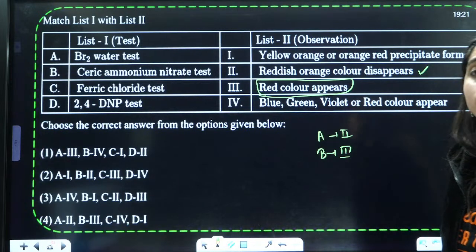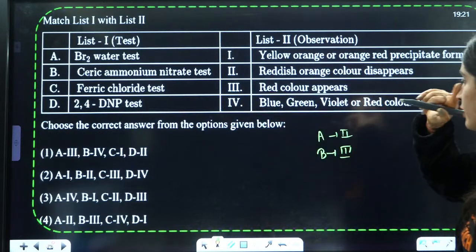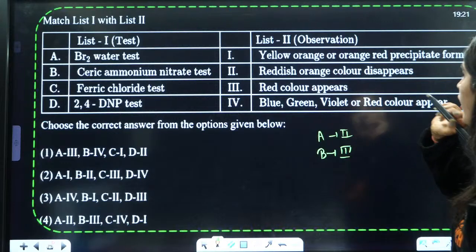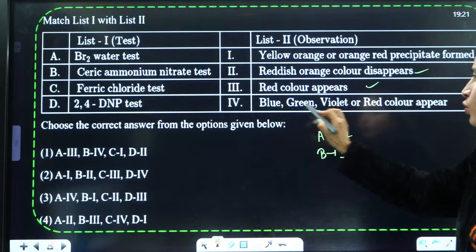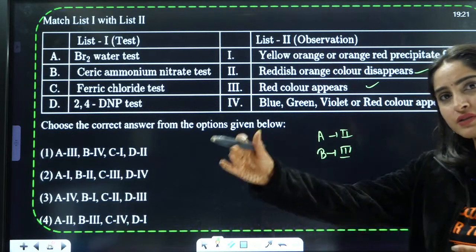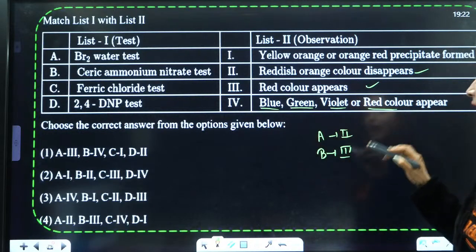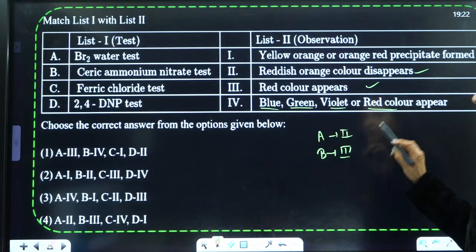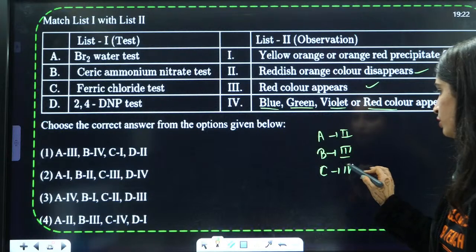Then you have the ferric chloride test. So what will happen here in the ferric chloride test? Yellow orange, orange red precipitate, these two we have done. Blue, green, violet, red color appear. Now what kind of color will appear in the ferric chloride test? In ferric chloride you have a sequence of colors. Firstly blue color, then green, then violet, and in the end red color will appear, right? So these are sequence of tests. So C is for fourth one, right?